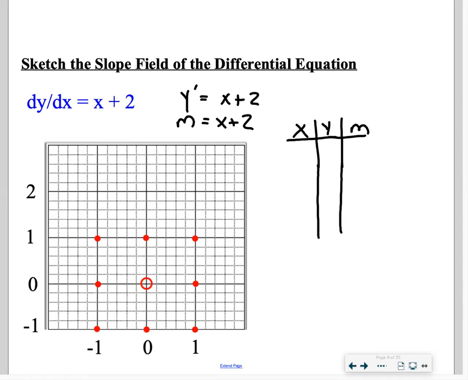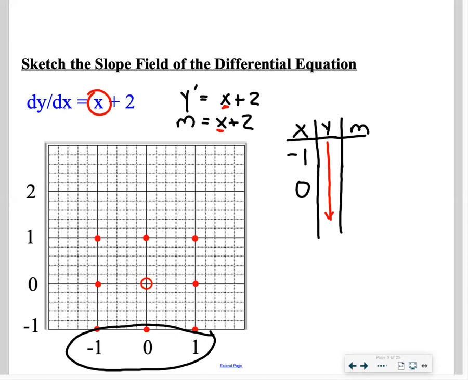In this case, this is a really basic one. We just have an x. We don't have a y in the equation. So we don't have to fill this column in at all for this example. We're just filling in x. Okay. So we're only focused on these values down here on the x-axis. So let's plug those test values in, -1, 0, +1. And let's find what our slope is at those x values.